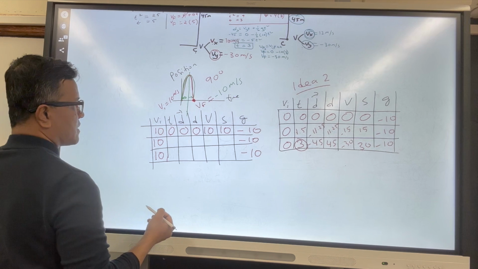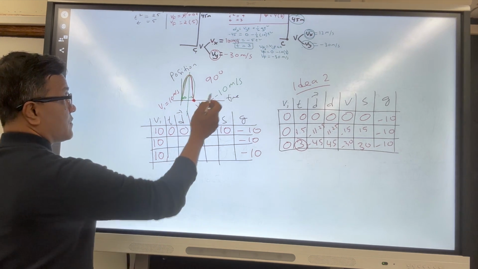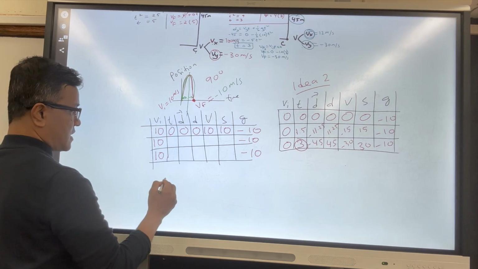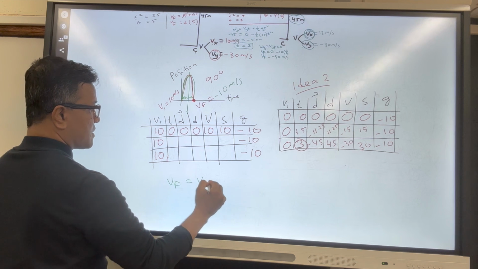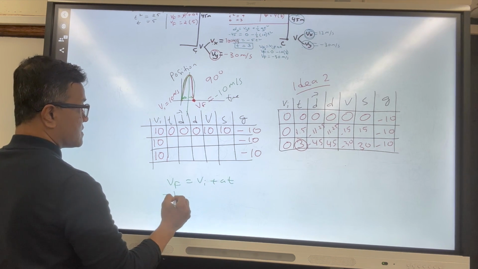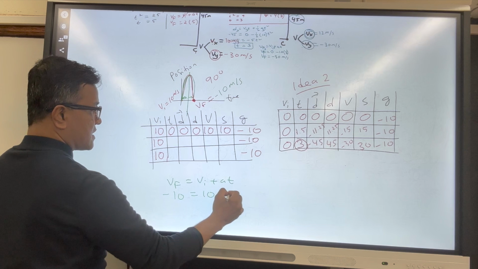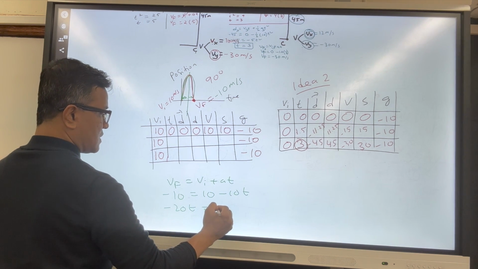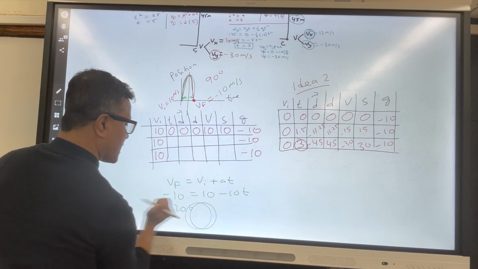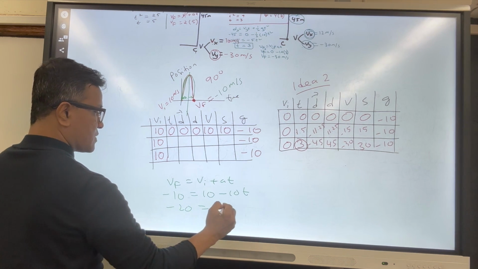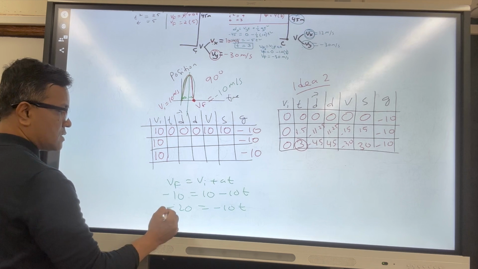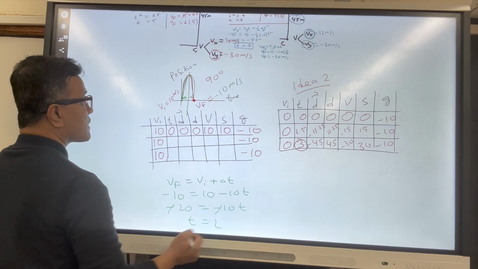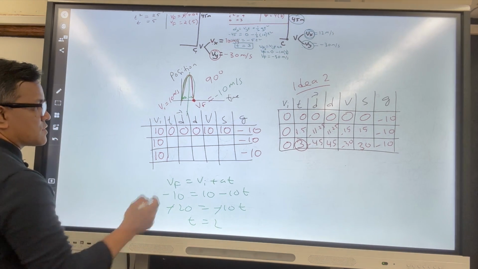So let's write the final velocity. If we know final velocity, we know final time. So vf is equal to vi plus at. Final velocity is negative 10, initial velocity is 10, minus 10t. So negative 20 is equal to negative 10t, right? So t is equal to 2. So that's what we're going to put, t is equal to 2.